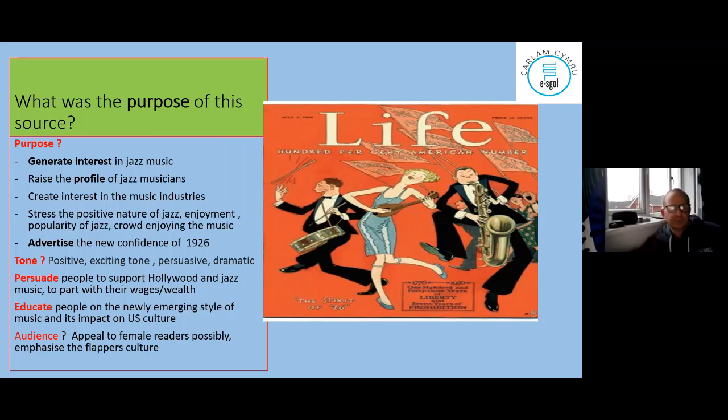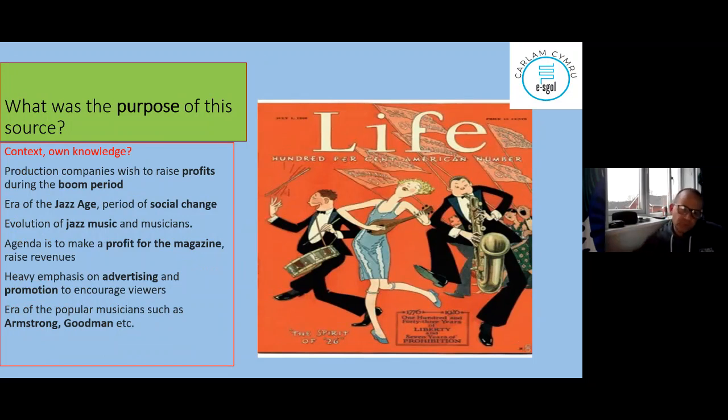Their own knowledge, we could add on a few extra pieces here, couldn't we? Maybe it's there to raise profits during the boom period, the 1920s, economic prosperity. Possibly it's to highlight and to showcase the jazz age itself, a period of great social change, of great excitement. Maybe it's trying to persuade people of the glories of jazz music and musicians. Perhaps the middle two are the main causes of this source.